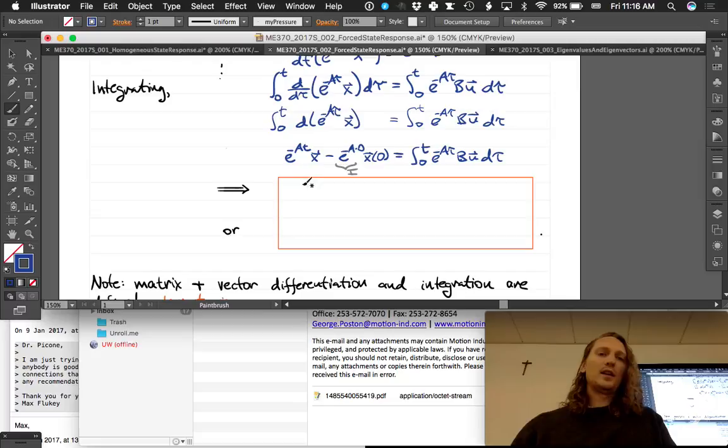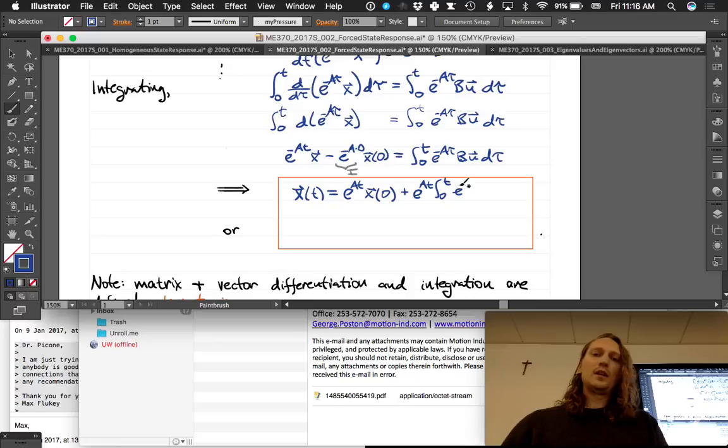So let's write it. There are two ways of writing this result, so I'm going to write it two ways. So x of t, I'm going to show the of t here. It didn't change, it's the same x that was here. x of t equals e to the At x of 0. And then there's going to be another term. So plus e to the At times the integral from 0 to t of e to the minus A tau B u d tau.